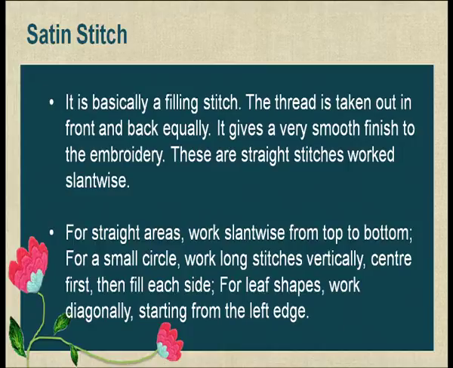These are straight stitches worked slantwise, and for straight areas you work slantwise from top to bottom, and for a small circle you work into long stitches vertically. Center first, then fill each side equally. For leaf shape, you can work diagonally starting from the left edge. So we can see over here, in the satin stitches, the stitches are worked evenly and closely together, and it is very useful for solid fillings.